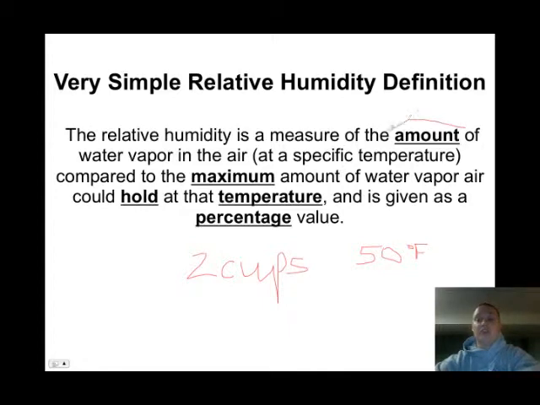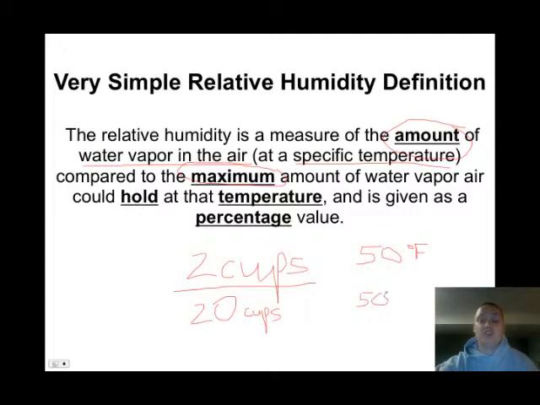What that is, is the amount of water vapor in the air at a specific temperature compared to the max amount of water vapor it could hold at that same temperature. So let's say that at 50 degrees Fahrenheit the air could hold 20 cups of water. And again, this is just an example. This is not true scientific information. It's just a simple way to show you how they use the measurements and the amounts.